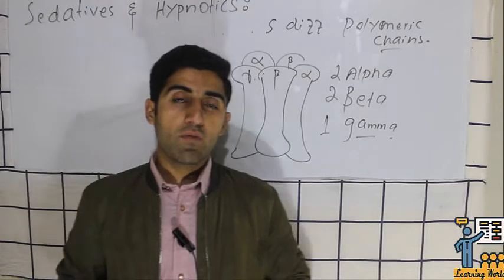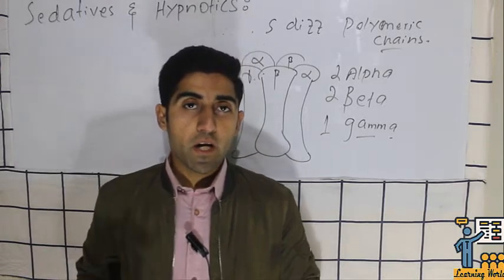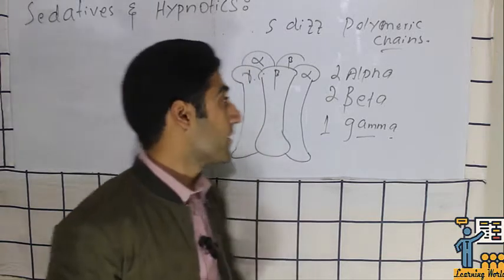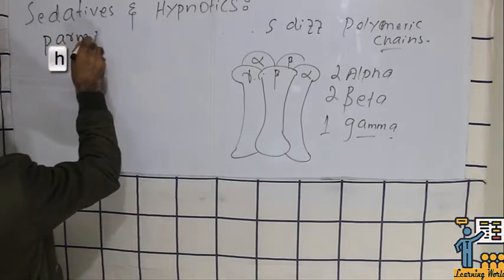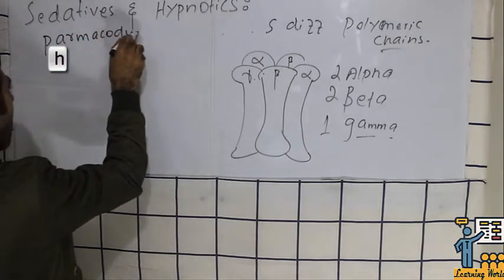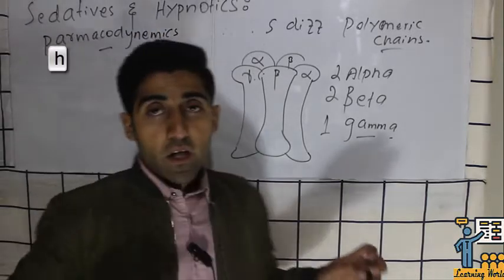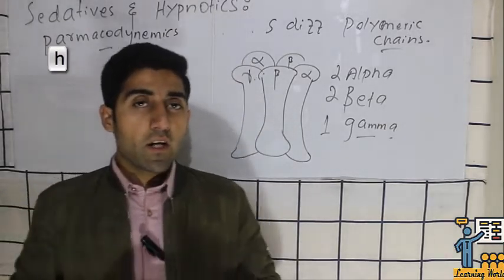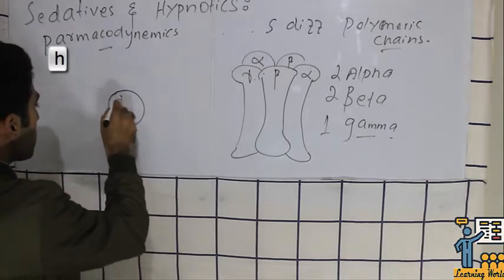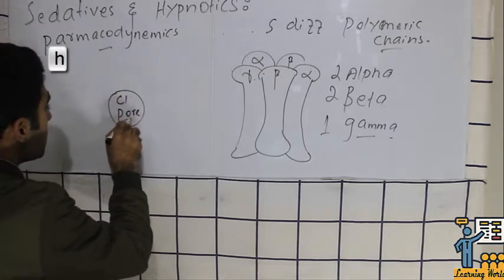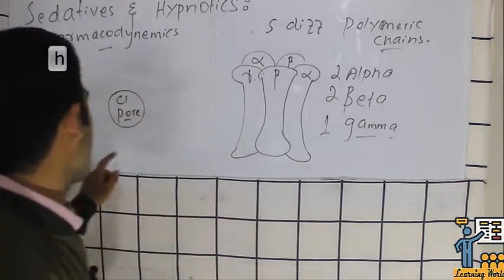Now we will talk about the pharmacodynamics of the sedative and hypnotics drugs. Pharmacodynamics is the mechanism of action of the sedative and hypnotics in the body. The sedative and hypnotics will act on the GABA receptor. This is the GABA receptor, this is the chloride pore. This chloride pore plays the most important role in the mechanism of action of sedative and hypnotics.